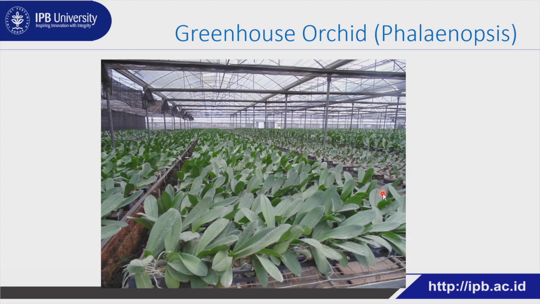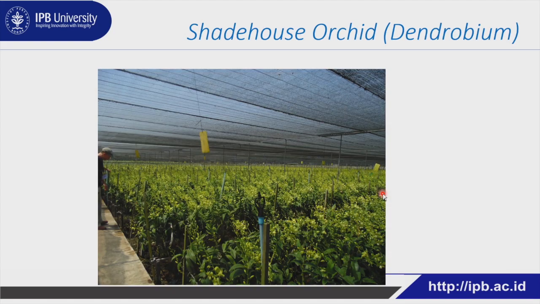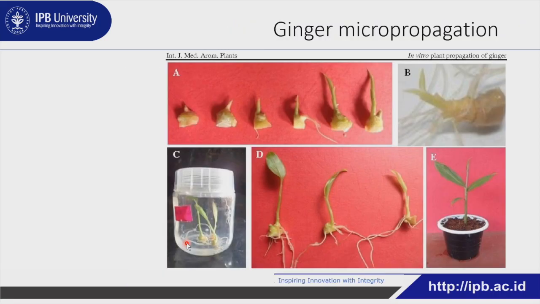So this is Phalaenopsis, and this is also Dendrobium. For certain kinds of Dendrobium that have a high price, of course, this technique will also be very interesting to apply. And for the medicinal plants, this is ginger micropropagation, and the principle is similar. We can cut the part of the plant containing a new shoot like this.